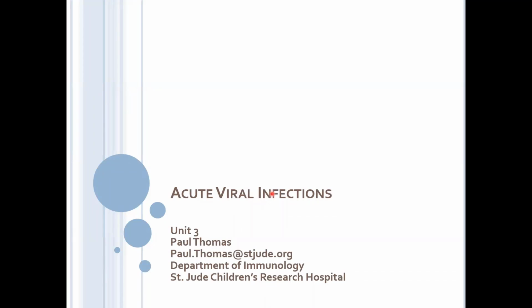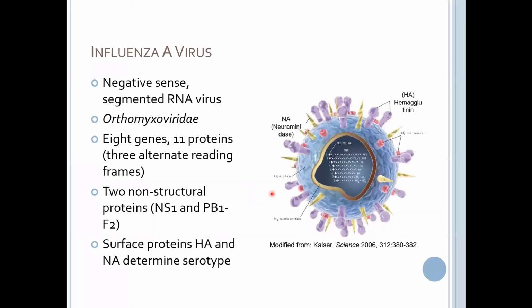Okay, so we're going to start out by talking about influenza virus as sort of our model acute RNA virus. And influenza A is what we call a negative sense, meaning that the genome of the virus itself doesn't actually code for proteins directly. It has to be reverse translated into a positive sense RNA that will actually be the coding RNA for the viral proteins.